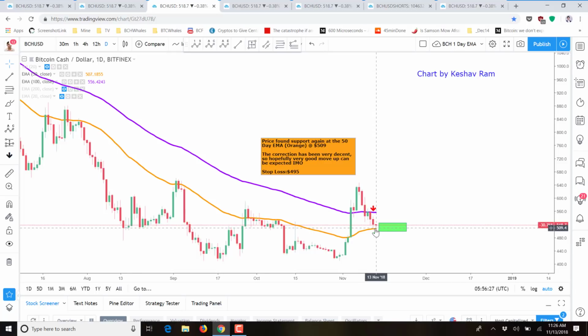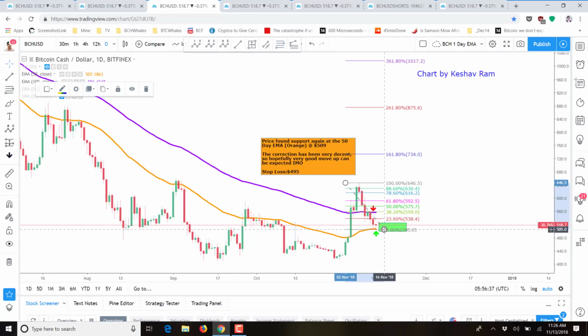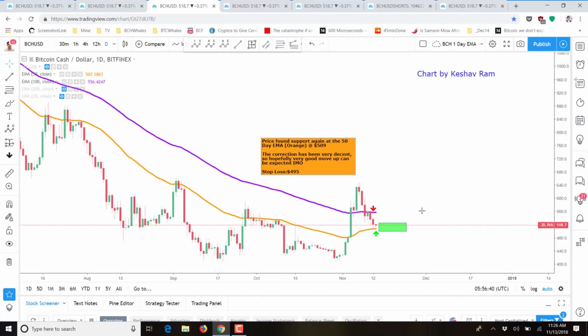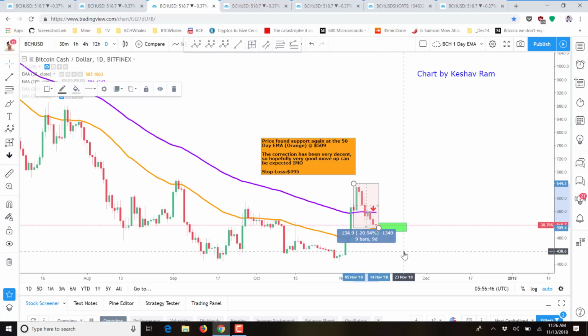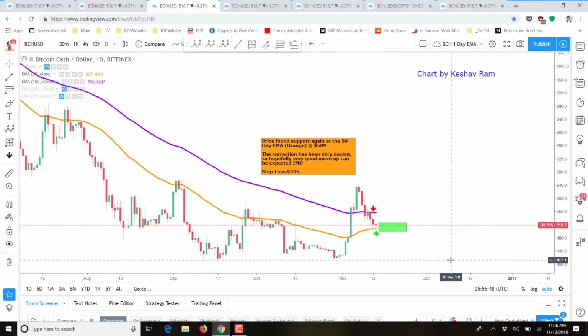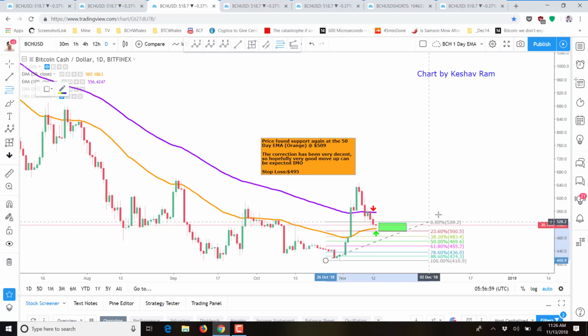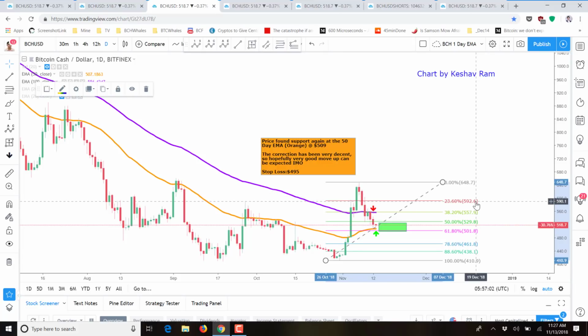So I'm hoping that this support will hold now and the price will start going up. Primarily because we already fell down by 20%. If you take this move, we already fell by 20% here, which is half the move that we got from here to here. So that is pretty significant. And as I said, 0.618 is usually a good turnaround to continue the bull run. So let's hope that will happen.